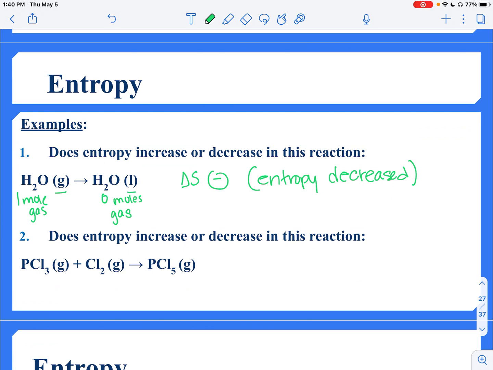So now taking a look at this one, we go from 2 moles of gas to 1 mole of gas, looking at just the coefficient. So this is also going to have a negative delta S. Entropy decreases.